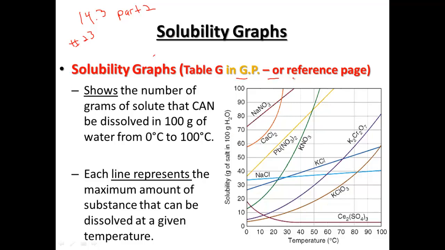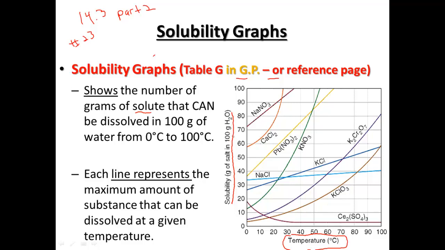So to start with our solubility graphs, remember this will be in our gold packet, or it'll be a reference page that you're going to be getting. And it shows the number of grams of solute, so what's being dissolved, that can be dissolved in 100 grams of water at different temperatures. So on the x-axis is temperature. Water boils at 100, so that's where we'd stop, from 0 to 100 degrees, and then the solubility in grams of each one. So how many grams in 100 grams of water?